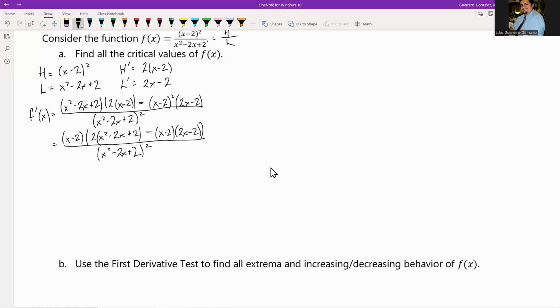All of this now reduces down to, and I'm going to leave this for you guys to try out, this all should reduce to x minus 2 times 2x, all over x squared minus 2x plus 2 squared. This is f prime of x.